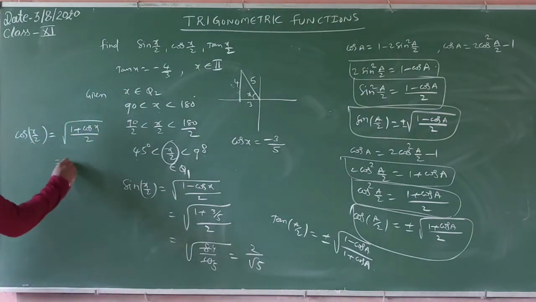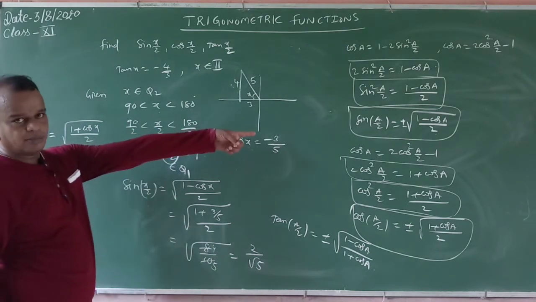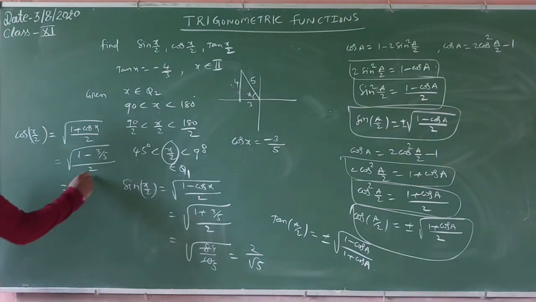100%. That equals root of (1 minus cos x) by 2, with cos x value 3 by 5. Here cos x value is negative, minus 3 by 5. So 5 minus 3, 2 by 5, by 2. That is 1 by root 5. This is cos x by 2.